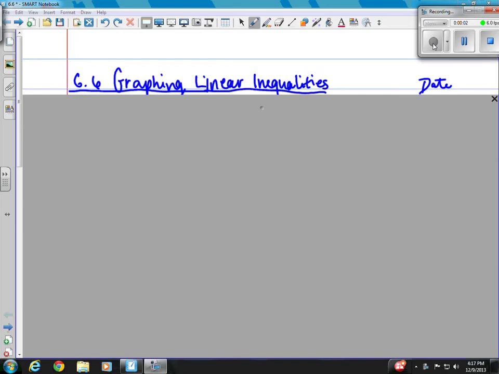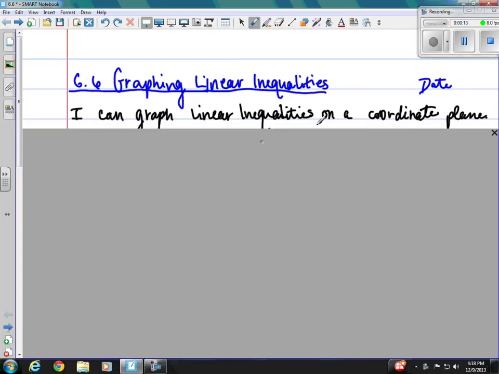Welcome to video lesson 6.6, Graphing Linear Inequalities. Go ahead and put today's date in the top right-hand corner of your paper, and we'll start off with our I can statement. And it is that I can graph linear inequalities on a coordinate plane. Now, we've graphed linear inequalities before, except on a number line. We're going to look at graphing inequalities on a coordinate plane.